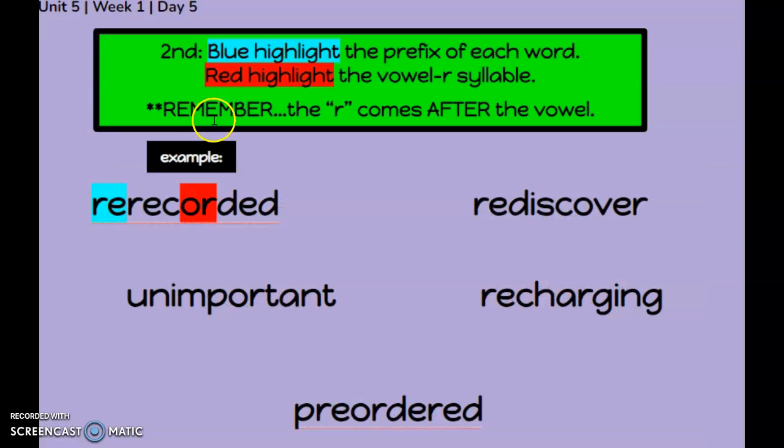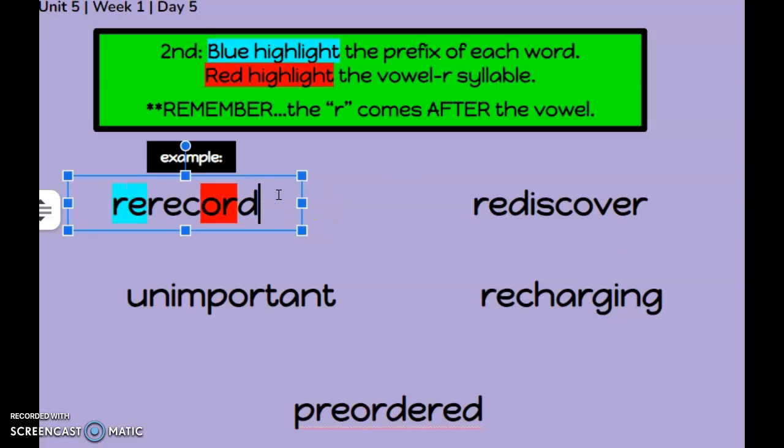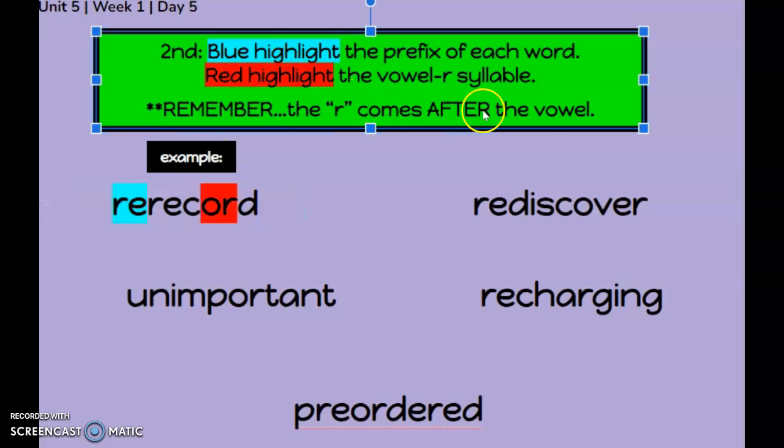So when you do your slide, you're going to blue highlight the prefix of each word and red highlight the vowel R syllable. Here, I'll take that ending off of there so it matches our first slide. Re-record. So see, I have my prefix highlighted in blue, and my vowel R syllable sound highlighted in red. Your little reminder here that the R comes after the vowel. So you're going to be highlighting rediscover, unimportant, recharging, and pre-ordered.